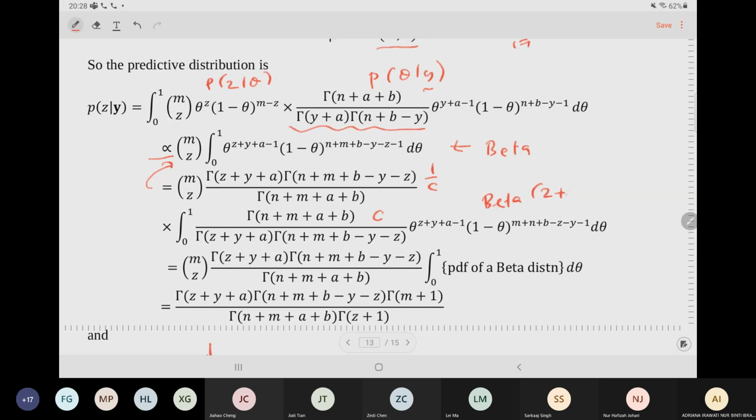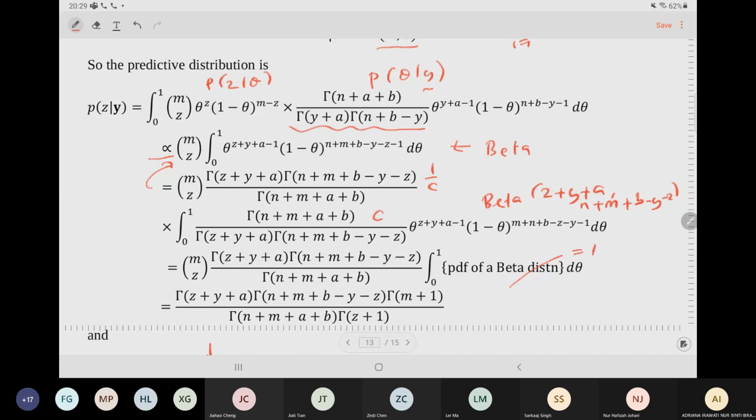Z plus Y plus A, N plus M plus B minus Z minus Y. Okay, so this is a beta distribution. So we have all this constant. Then because you have the kernel already, you have to multiply the constant, and then multiply one over the constant, right? So this will actually integrate to 1. Okay, the PDF of a beta, if a proper PDF, will integrate to 1.